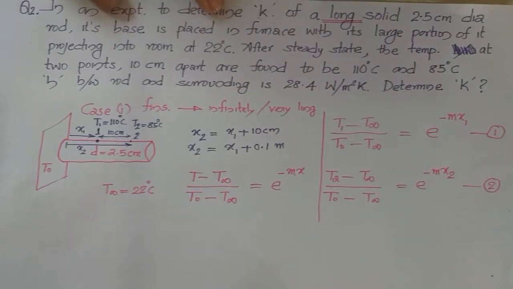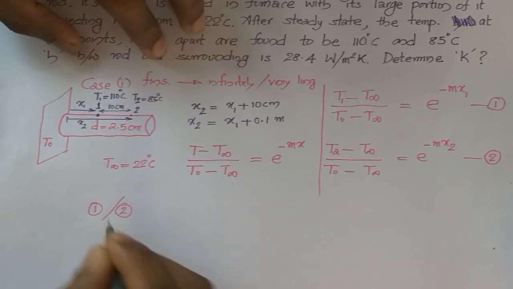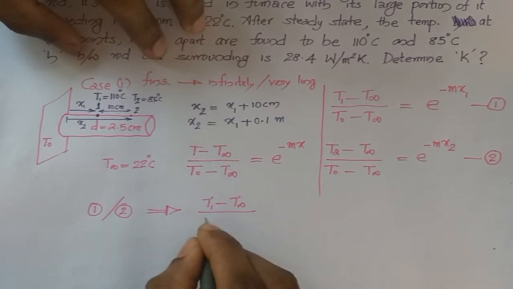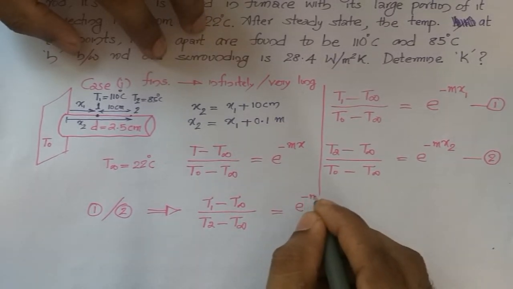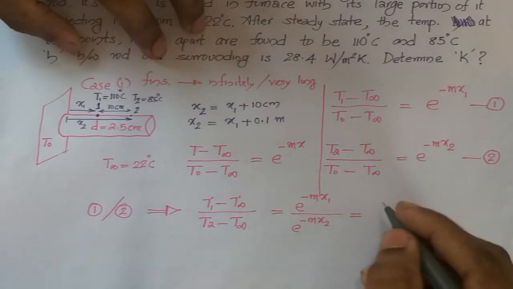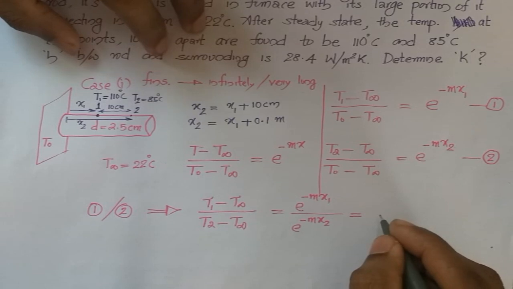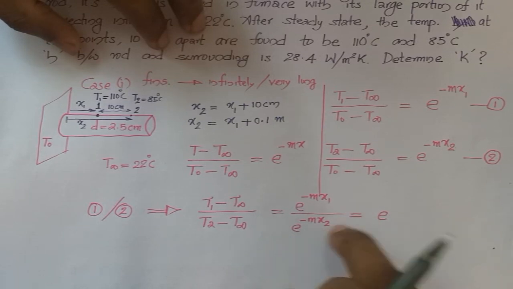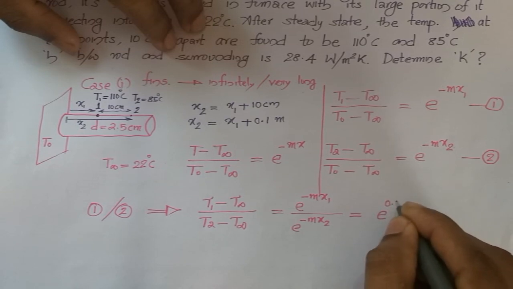If I am taking the ratio of 1 and 2, then I will be obtaining T1 minus T infinity divided by T2 minus T infinity equal to e raised to minus mx1 divided by e raised to minus mx2, which is equal to, if I am substituting x2 as x1 plus 0.1 meter, then finally e raised to minus mx1 minus m into 0.1, which will be going to the numerator, and you are having e raised to 0.1 into m.